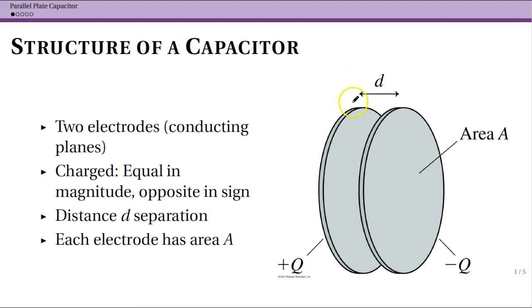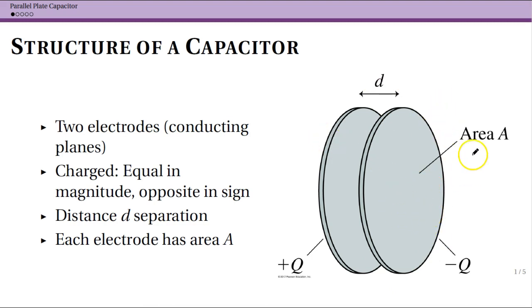So the basic structure is that there's two electrodes, and these are just conducting planes, so big sheets of metal, for instance, and they are charged. Note that they are equal in magnitude, but opposite in sign. So one is positive Q, one is negative Q. They are separated some distance d, and they each have an area A. So this is the basic structure.